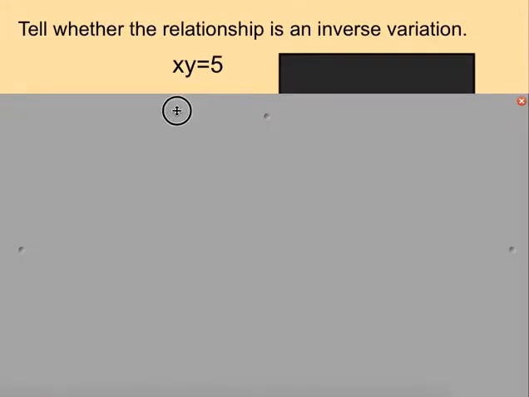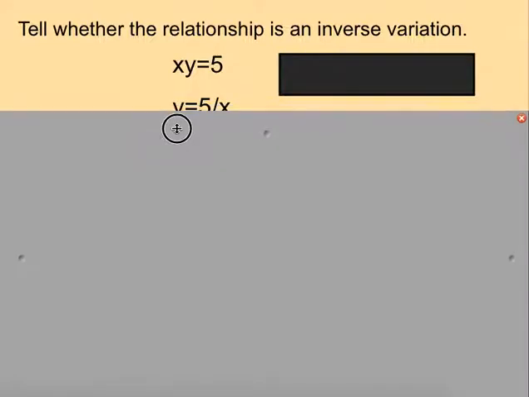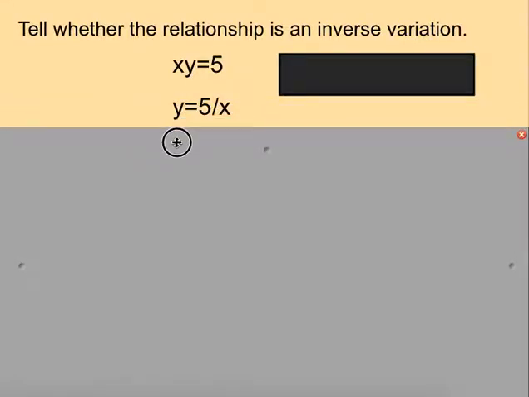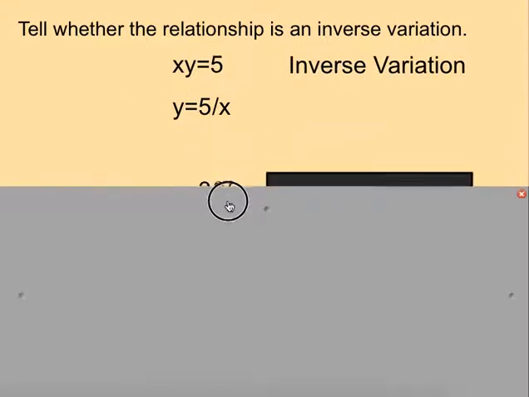All right, once again, let's get y alone, and by doing that, we're going to divide by x, and so we get y is equal to 5 divided by x. This is a quotient of the constant and x, so this is inverse.